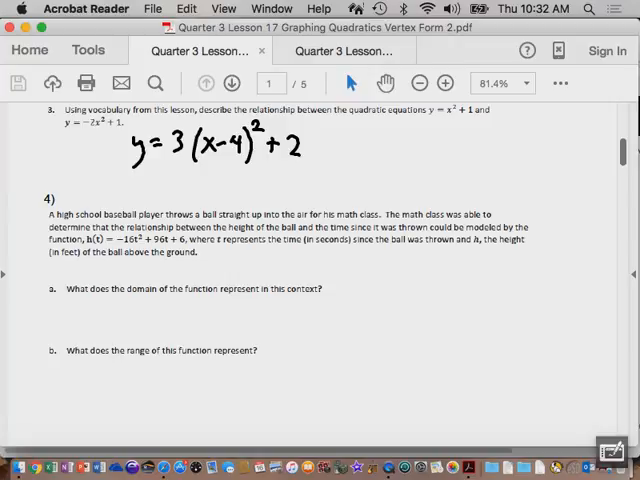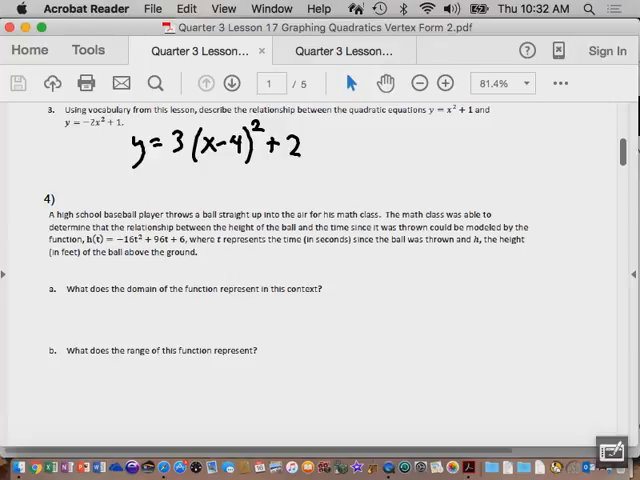Okay, so what are some predictions that you made? Nick, what's one of them? It was gonna be narrow. Gonna be narrow, I think that's right. Well, Paulina, what would be another one? It would be a smiley. Be a smiley face, which means it has a minimum. Good, what's another one? Brandy? The vertex of 4 and 2. 4, 2 is the vertex, good.